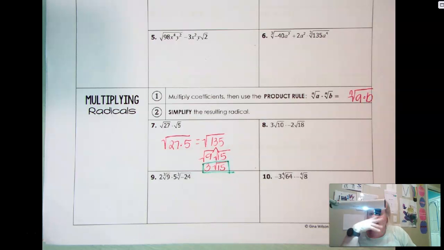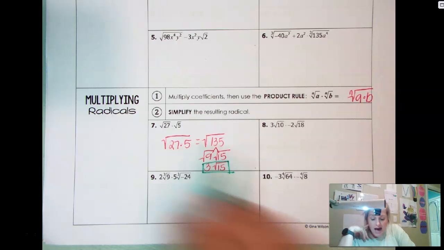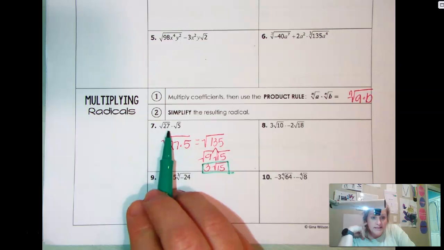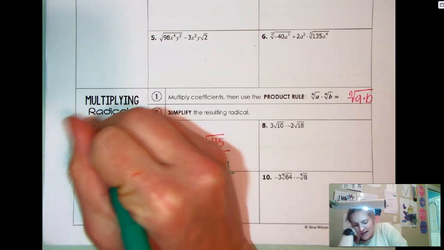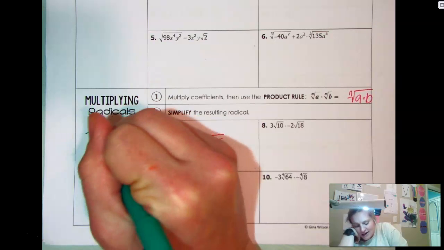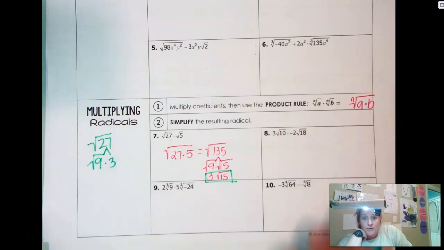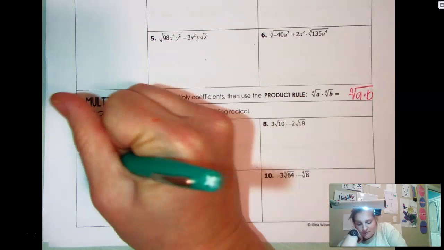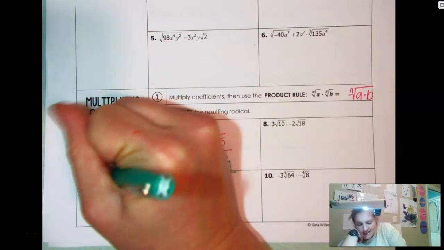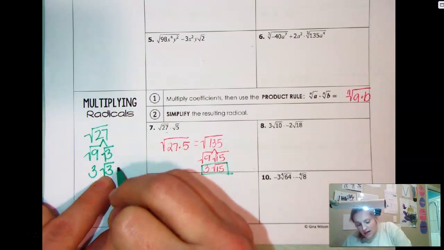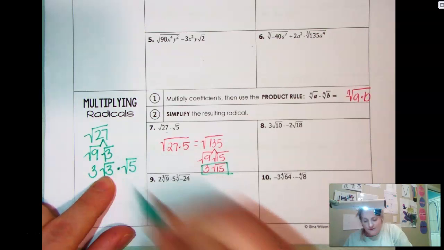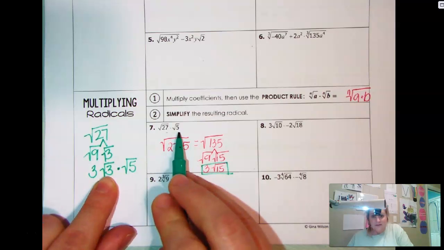Now, you could have done that differently. I immediately noticed that 27 has 9 inside it. So I could have said this is going to be 9 times 3. The square root of 9 is 3. The square root of 3 stays in the house. Then I've got 3 square roots of 3 times the square root of 5. Bringing this 5 down.